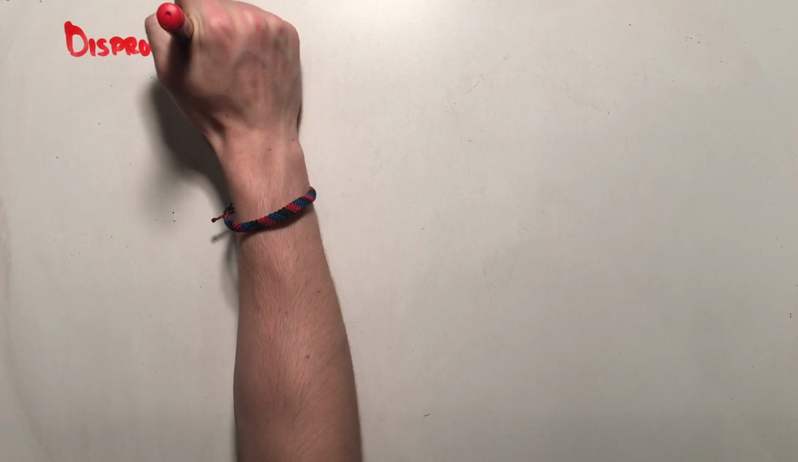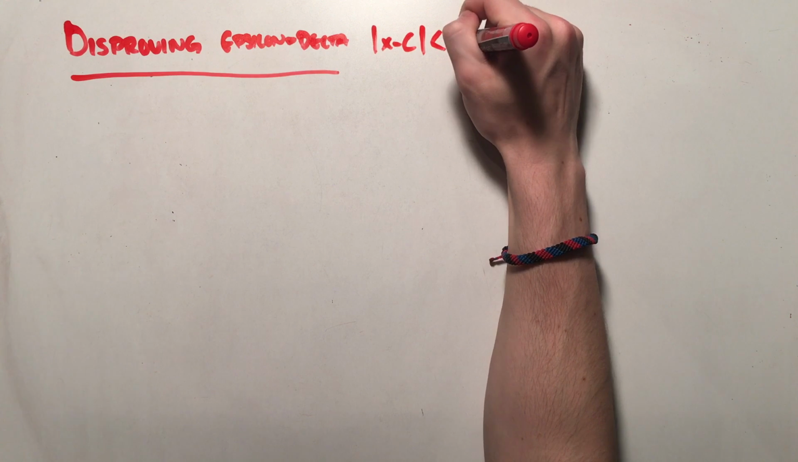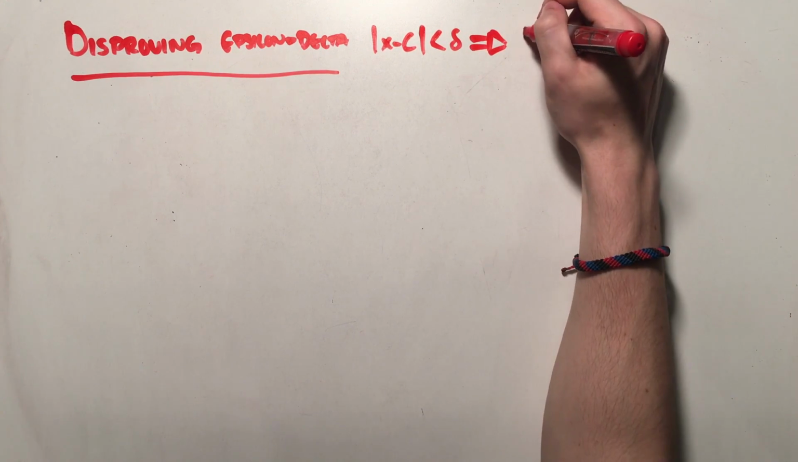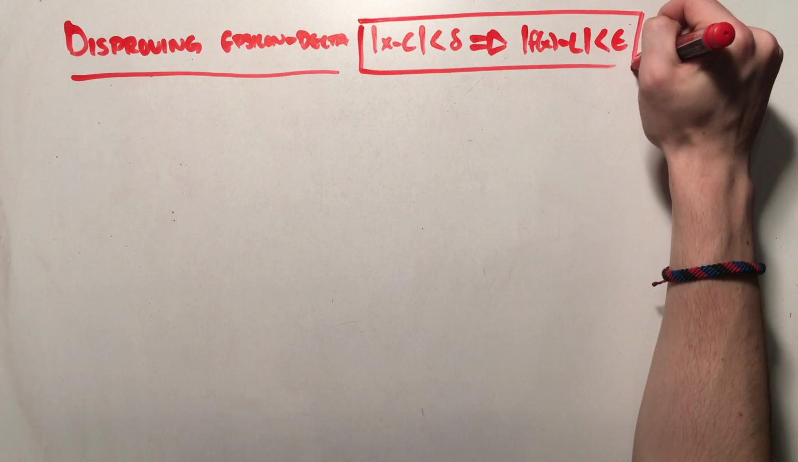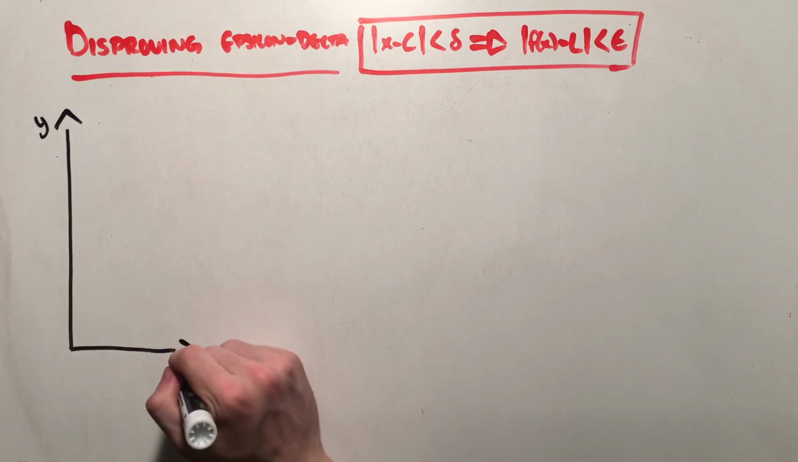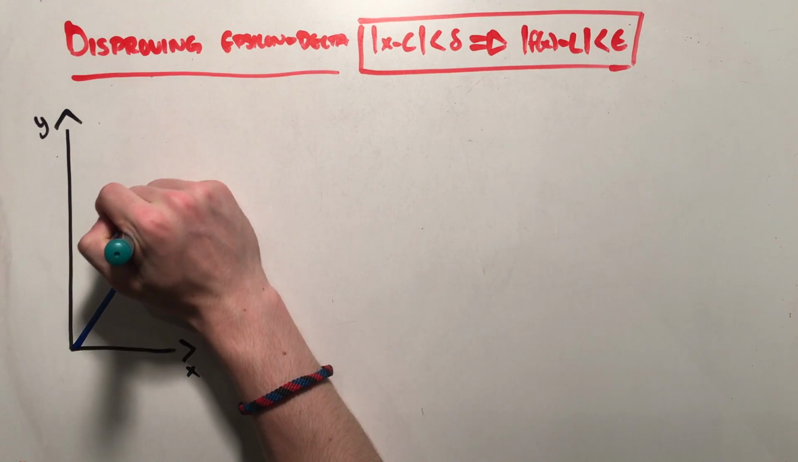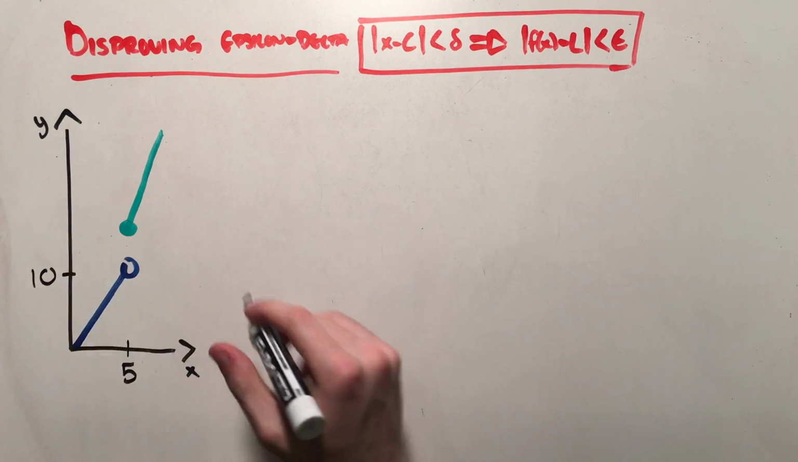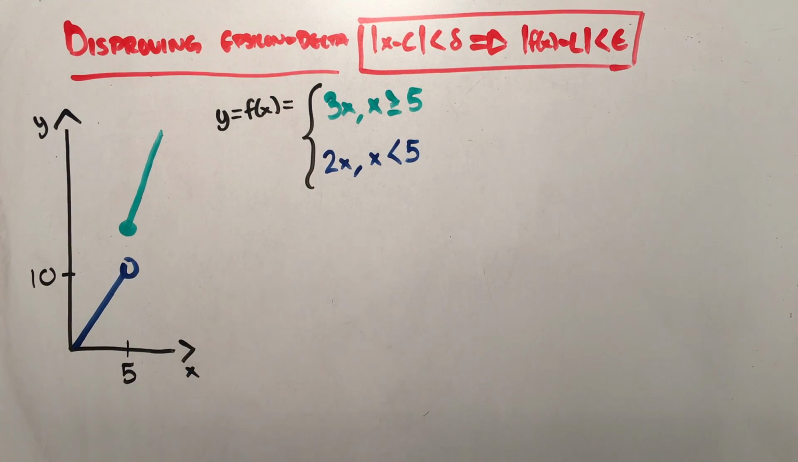Disproving a limit using the Delta-Epsilon definition. We can also use the Delta-Epsilon definition to disprove a limit. Let's take a function where the limit doesn't exist at c, say a piecewise, where f of x equals 2x when x is less than c, and f of x equals 3x when x is greater than or equal to c, where c equals 5. Say we assume, mistakenly, that the limit of this function, or L, is again equal to 10.